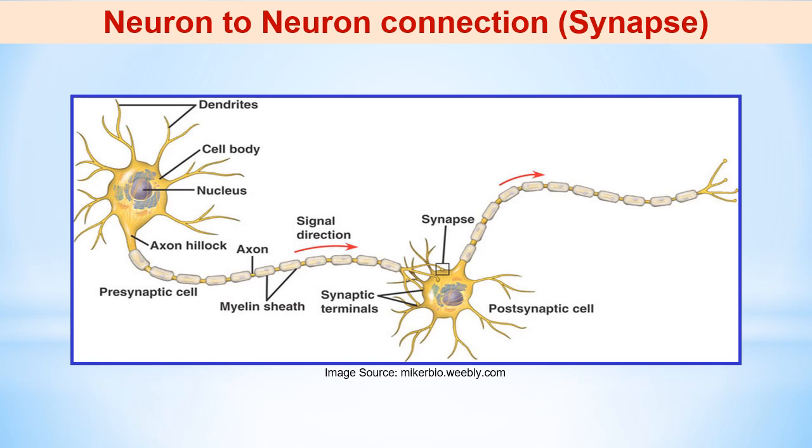And here it is also showing the signal direction. That means when the action potential or impulse is generated in one neuron, it is transmitted in this direction from the axonic end to the dendrite. And from this cell body, again, it will go to the axon and to the neighboring neuron through the synapse.